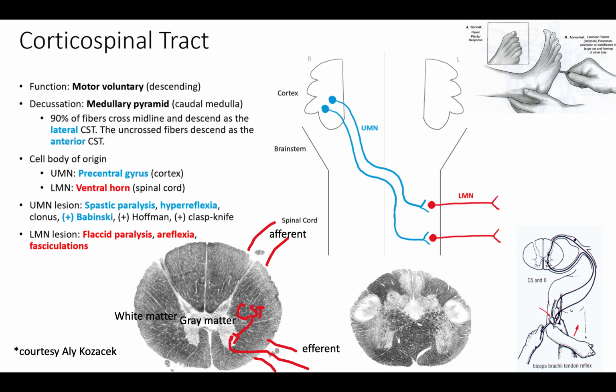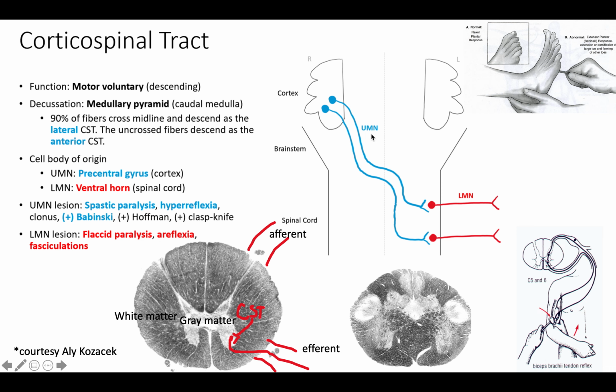It will then synapse to the lower motor neuron here in the ventral horn, hence why it's called gray matter, because remember the cell bodies are all there in the ventral horn, and it will leave through the spinal column to its destination. Now, you may have heard me say upper motor neuron versus lower motor neuron, which is why they're labeled like this up here.